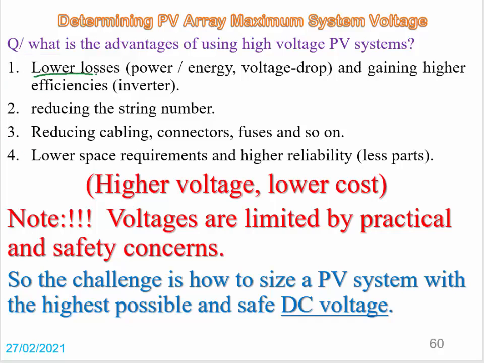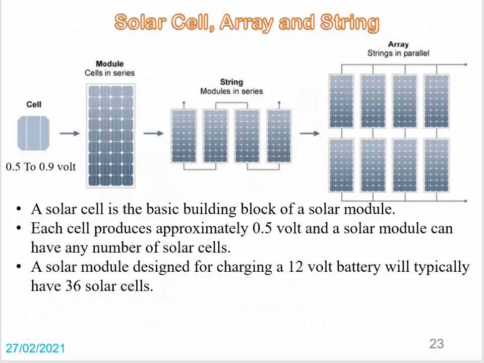The first one, lower losses, by reducing the string number. String means, for example, instead of using 3 solar panels in series, we can use just 2. So this reduces the string number.